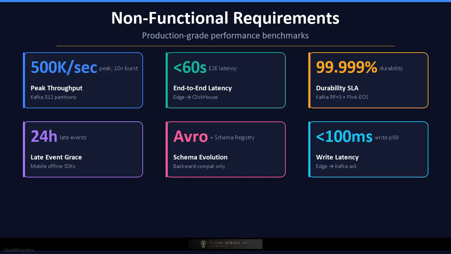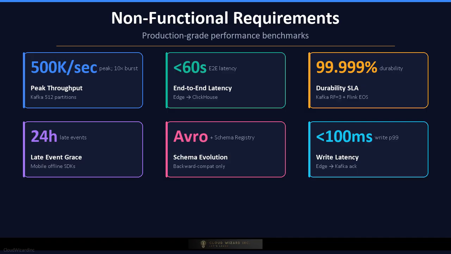Here is where it gets really interesting. The non-functional requirements define how well the system performs under real-world conditions. Peak throughput: 500,000 events per second at peak, with the ability to handle 10 times that burst without any data loss.